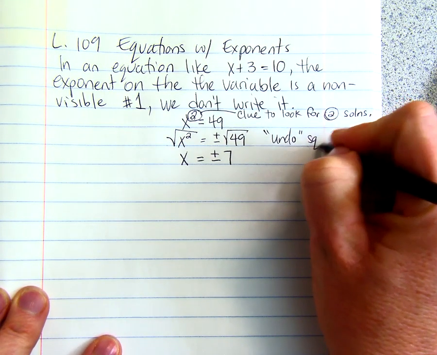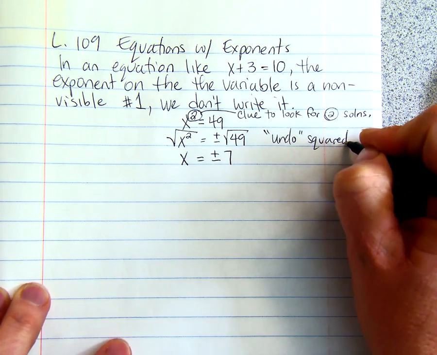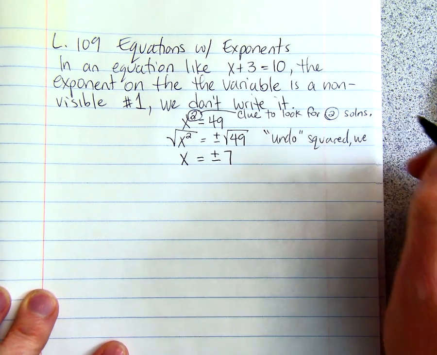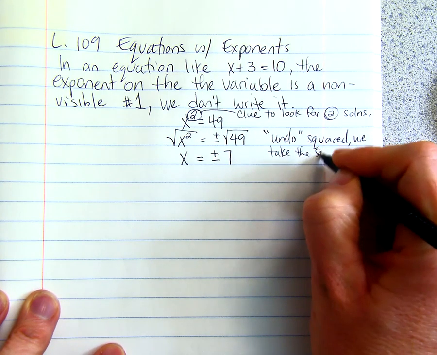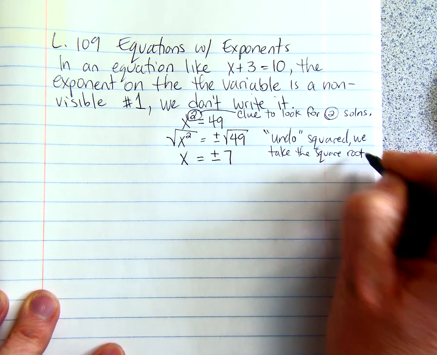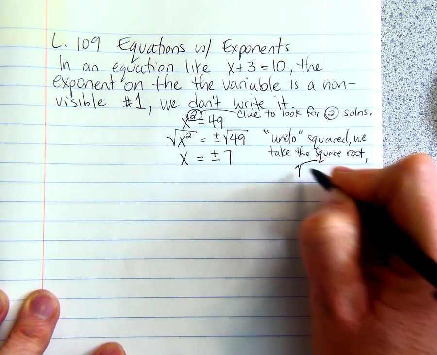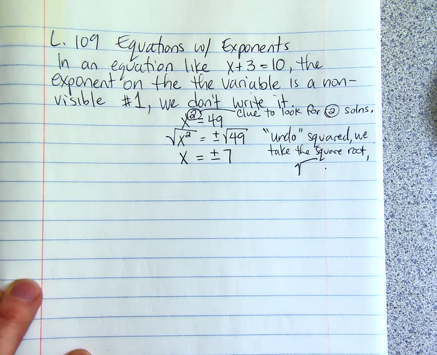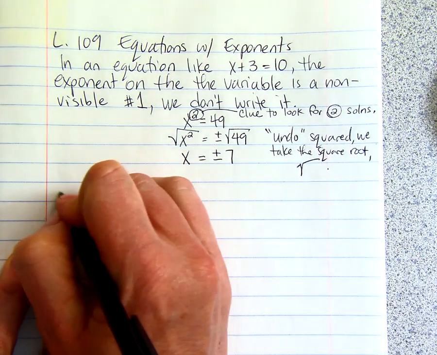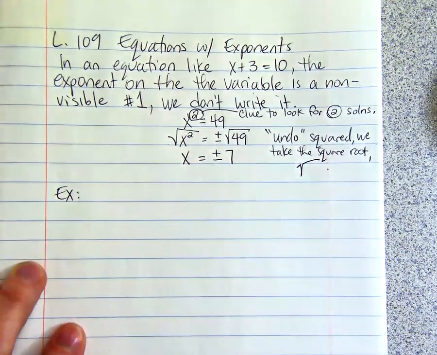To undo squared, something that's squared, we take the square root of both sides. So that's that square root of both sides. And that's what we do here. So we're going to do some examples. Well, at least one example.